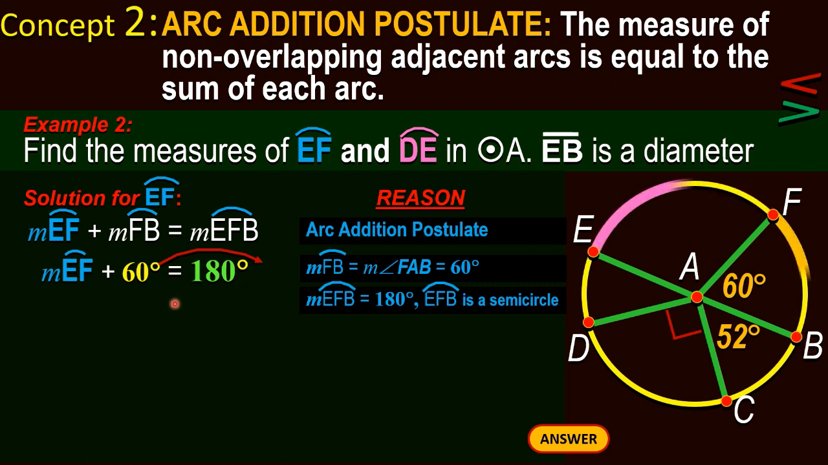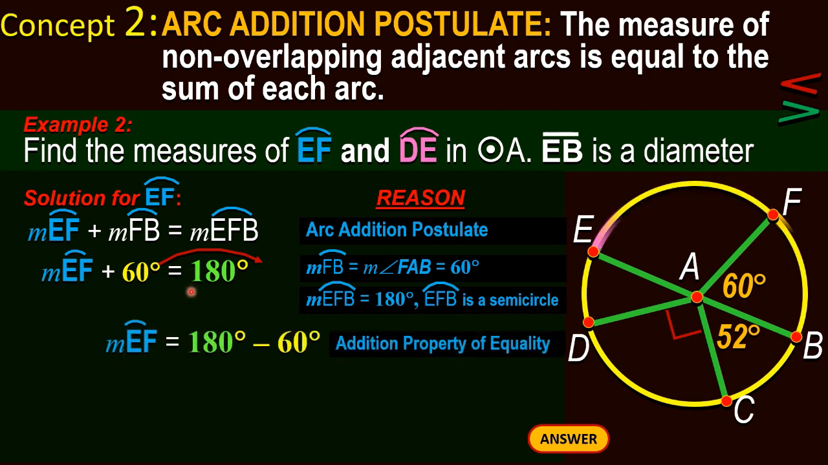And then, so, ano ang reason natin? So arc FB is equal to the measure of angle FAB, which is equal to 60 degrees. And arc EFB is equal to 180 degrees, which means arc EFB is a semicircle. Now, let's continue. So 180 minus 60 degrees. So our reason for that is the subtraction property of equality. And what is 180 minus 60 degrees? So it is 120 degrees.